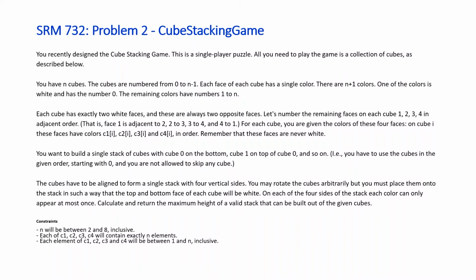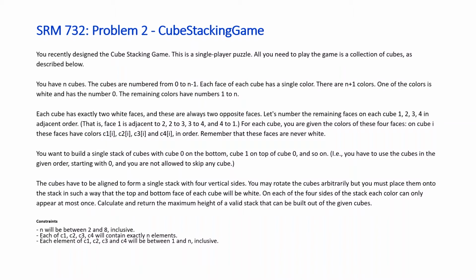Let's number the remaining faces on each cube 1, 2, 3, 4 in adjacent order. That is, face 1 is adjacent to 2, 2 to 3, 3 to 4, and 4 to 1. For each cube, you are given the colors of these 4 faces. On cube i, these faces have colors C1i, C2i, C3i, and C4i in order. Remember that these faces are never white.